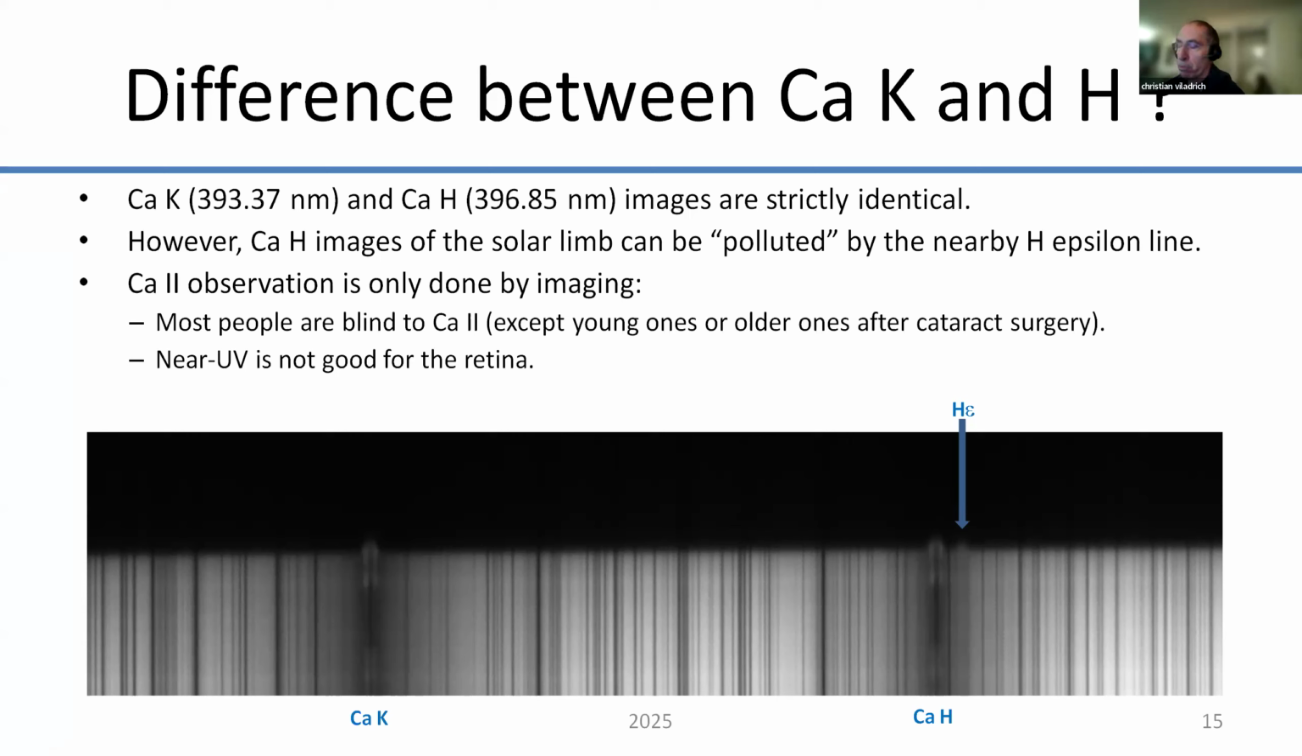In fact, only young people can see it. I was able to see calcium K when I was 40. Now I'm not able to see it anymore. Also, some people after cataract surgery, because some lenses are very transparent to near UVA, it's possible for them to see calcium K. But in any case, this is not good for the eye because the retina doesn't like near UV. So really, calcium K is only for imaging. This is not for visual observation for sure.